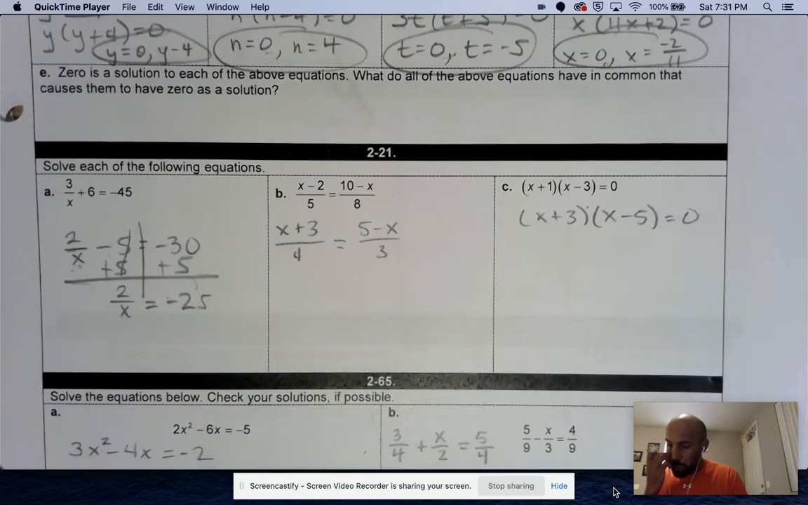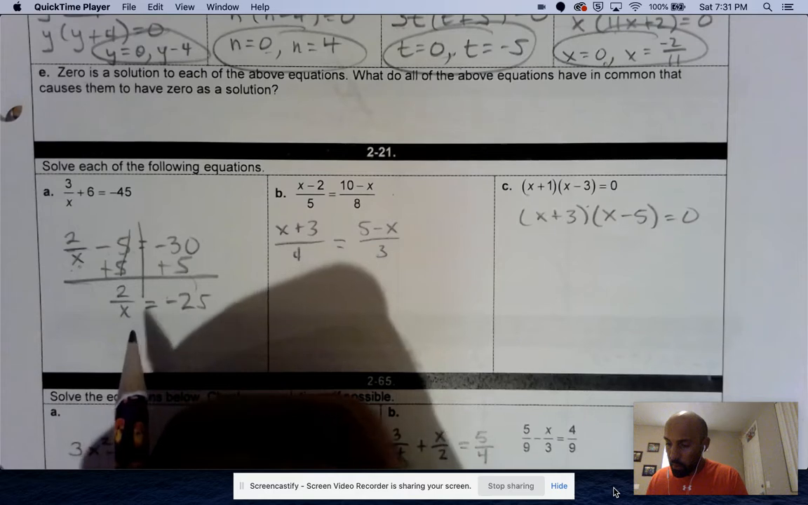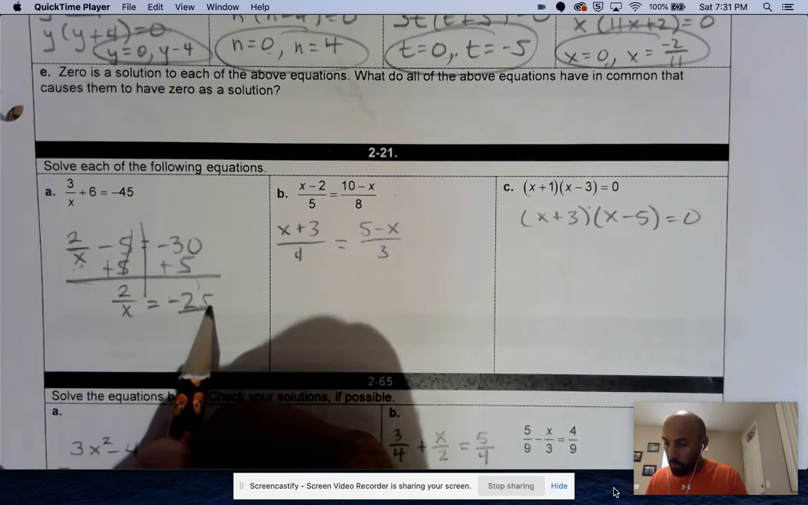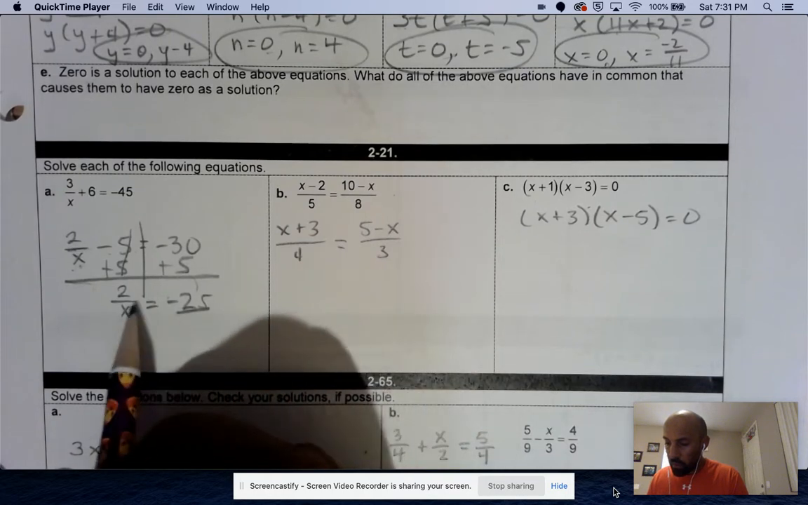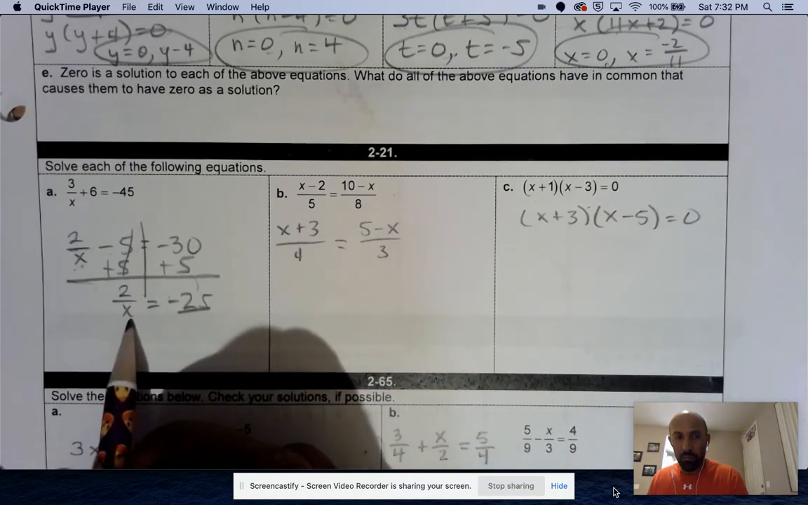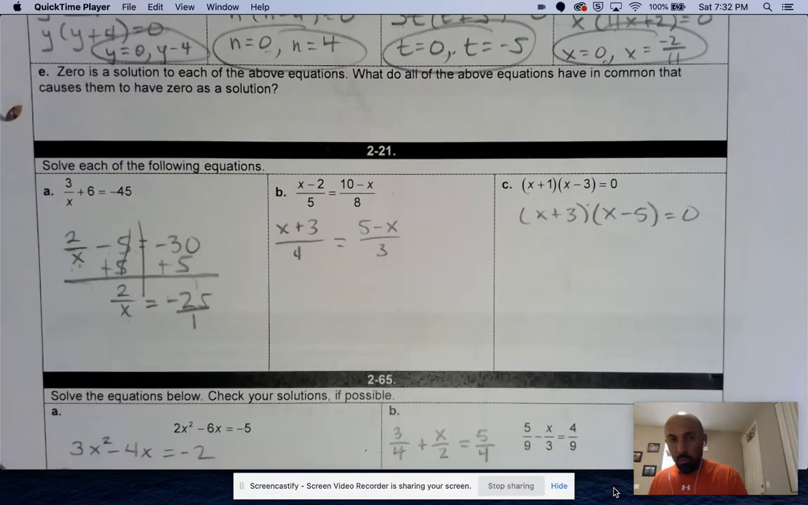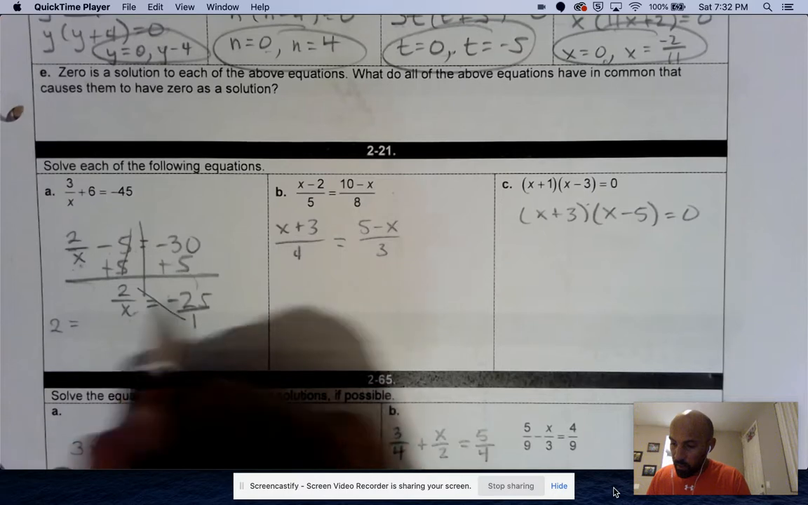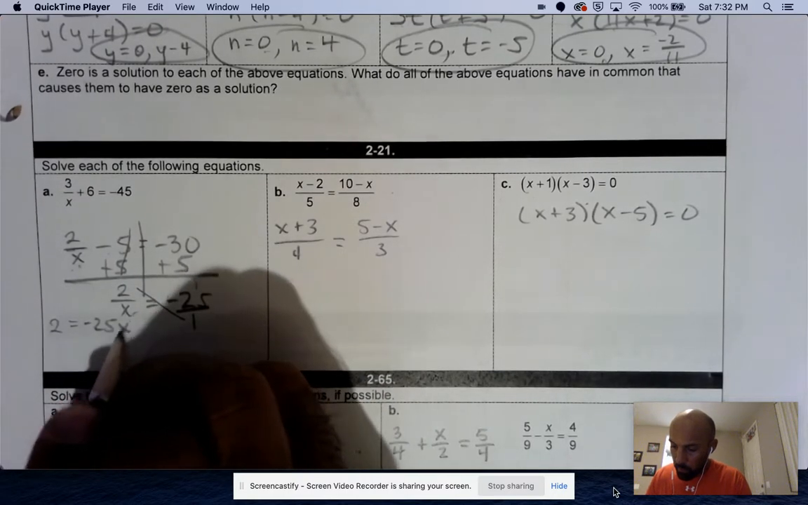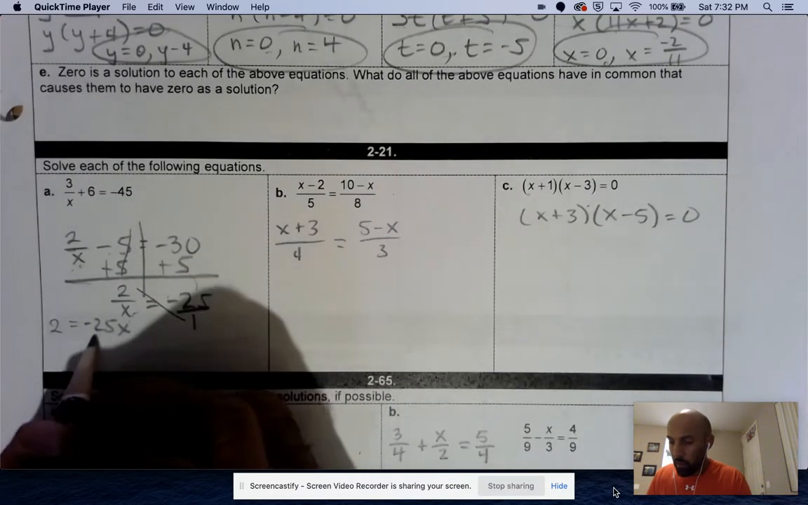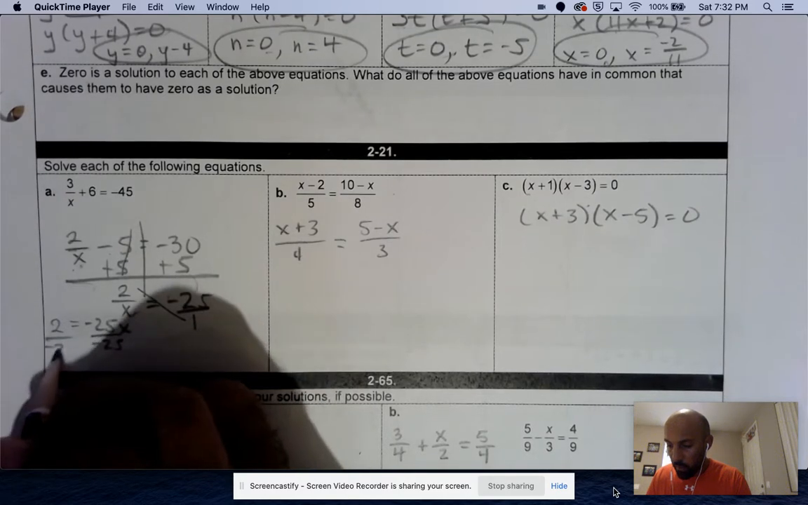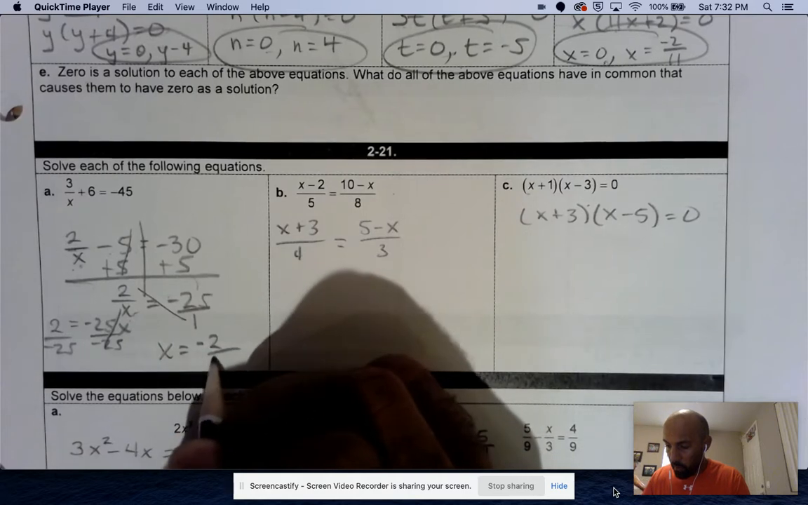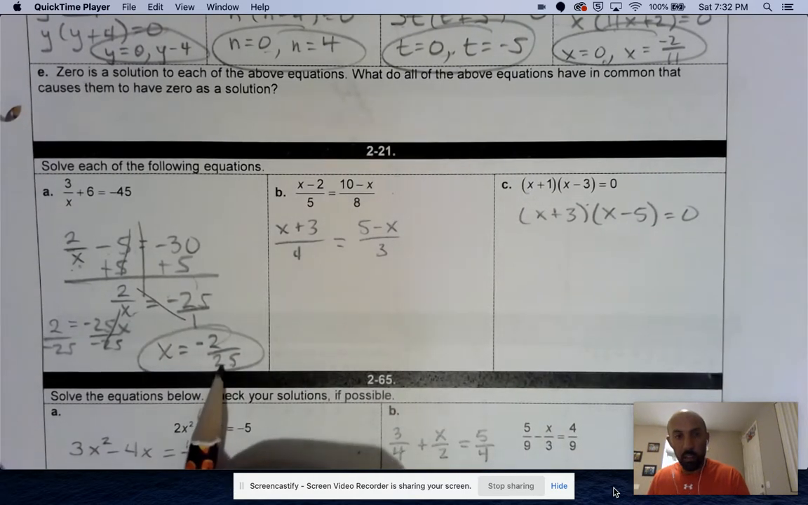Okay. So now I am going to cross multiply. The reason I'm cross multiplying is because I've got an x on the bottom here. Otherwise, I would probably not do that. So then I put that over 1. And so I'm going to cross multiply 2 times 1, and then x times negative 25. Okay, so I get negative 25x, and the last step is just to divide by negative 25. And so x equals negative 2 over 25, because I can't reduce that anymore.